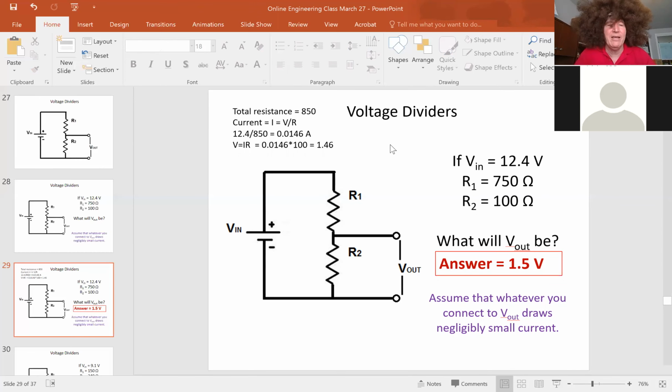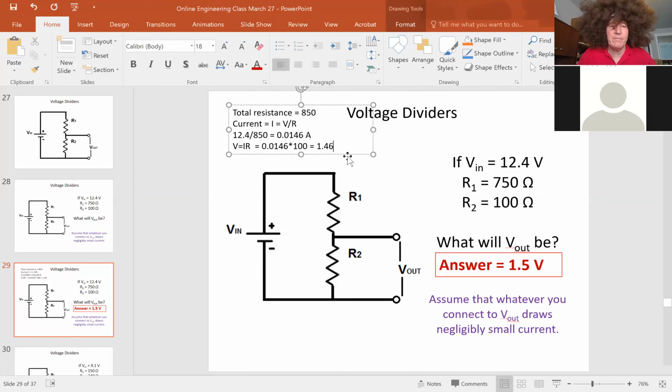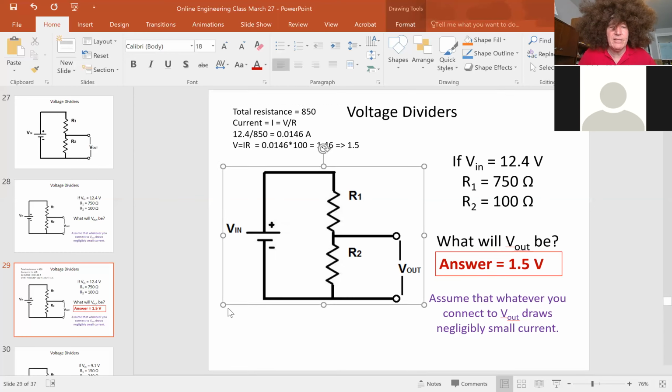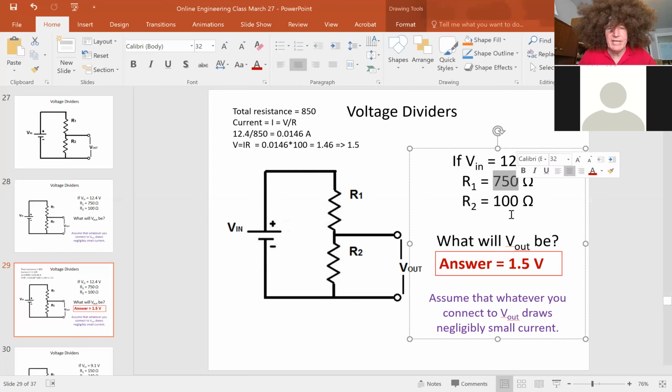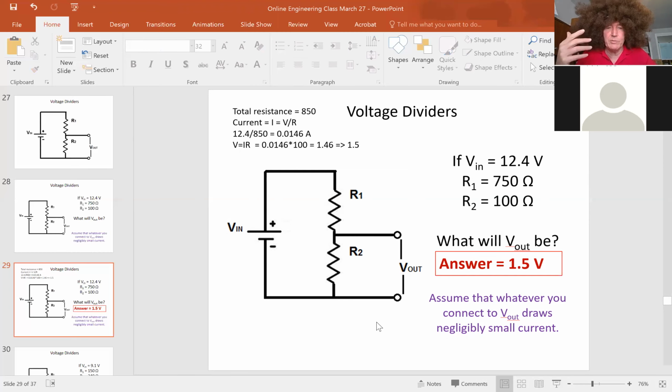I agree completely. Okay. So 1.46 volts, that's the answer. And now I'm going to call that 1.5 volts. And the reason I do that is because if you look at my input numbers, 750 only has 2 sig figs. And whenever you're doing math, you don't want to express your answer with more sig figs than you think is reasonable.